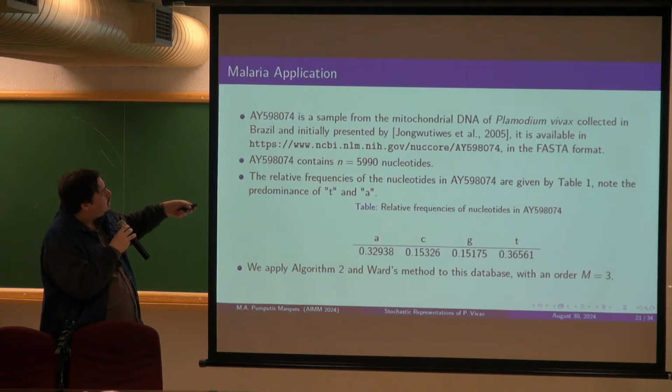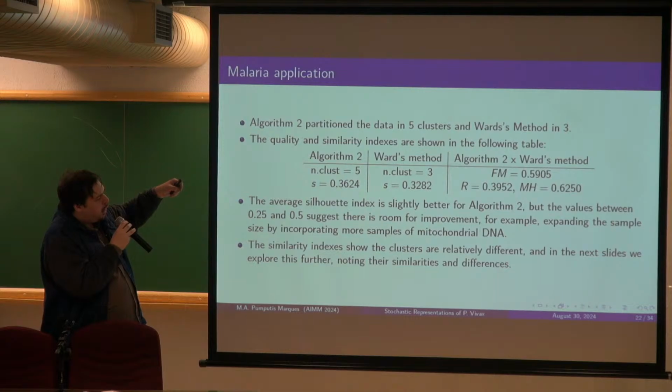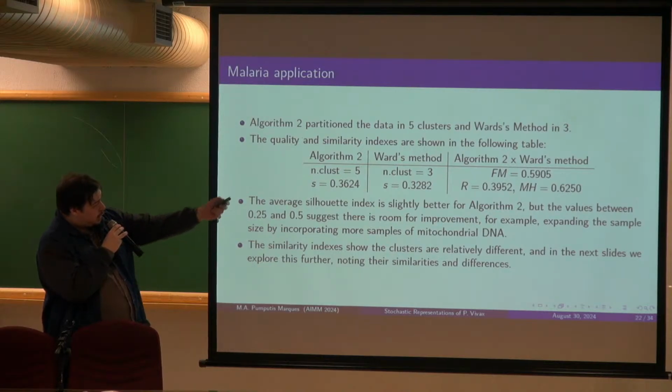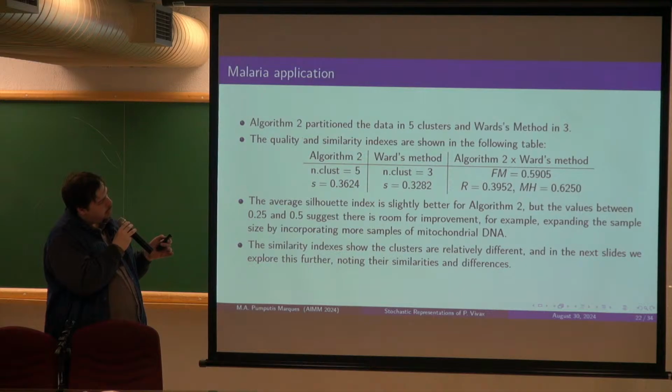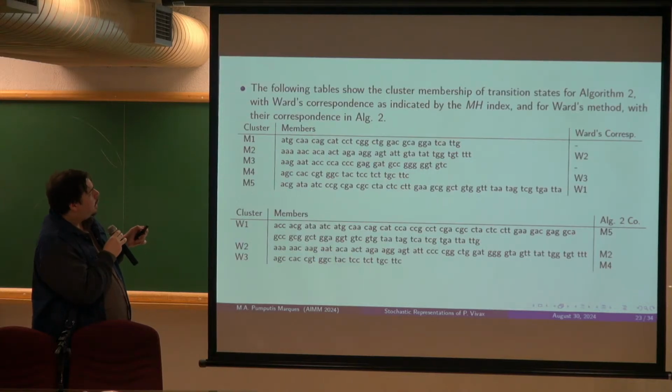So we are using this with a single sample, right? If we add the countings of several samples of mitochondrial DNA, we are going to have a larger sample size, and probably we are going to improve the silhouette index, right? So the similarity index that all go to 1 show that the results are different, but we are going to interpret exactly how different they are, right?